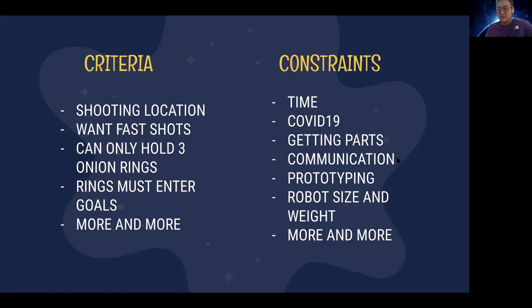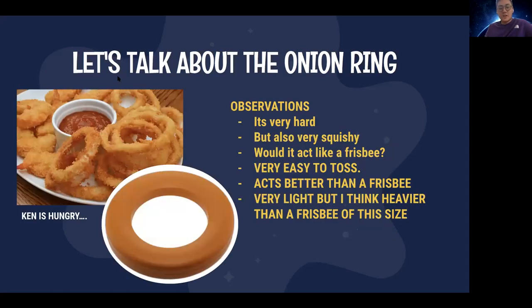Communication, you guys are all at home. And then prototyping, all that blah blah blah fun stuff. So constraints, you have criteria and constraints. So let's talk about the onion ring.